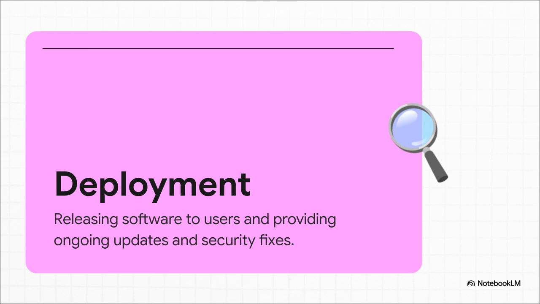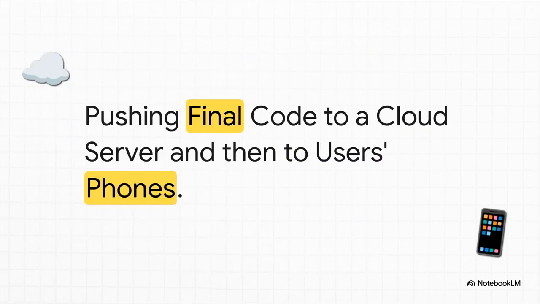They also provide ongoing updates, crucial security fixes, and basically ensure that no one can hack in and steal our pizza orders. In this final, critical handoff, the DevOps engineer takes that polished, final code, pushes it securely to a cloud server, which then distributes it seamlessly to millions of users' mobile phones. It is this massive, complex logistical operation that happens perfectly in milliseconds behind the scenes.